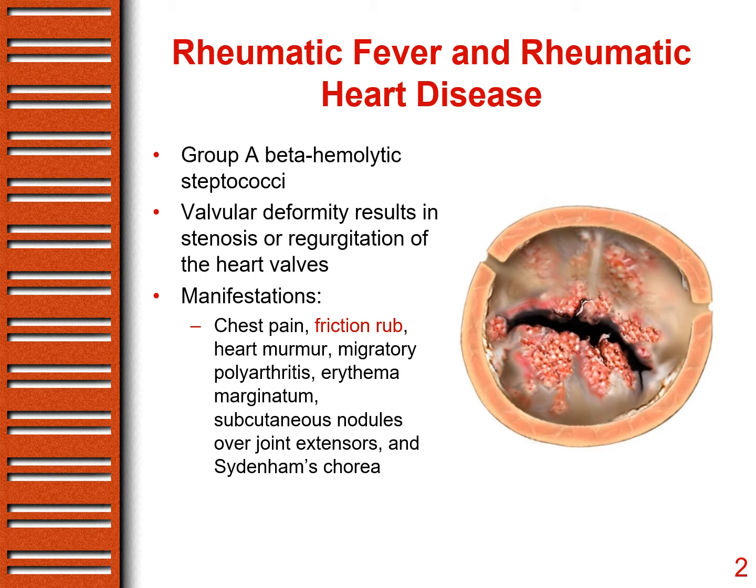Here we see some of the signs and symptoms or manifestations of rheumatic fever. Chest pain, friction rub, heart murmur. The patient may also develop a migratory polyarthritis, erythema marginatum, subcutaneous nodules over joint extensors, and Sydenham's chorea.